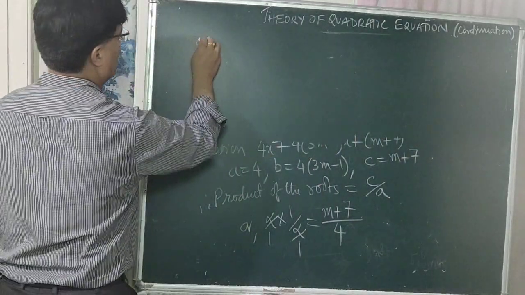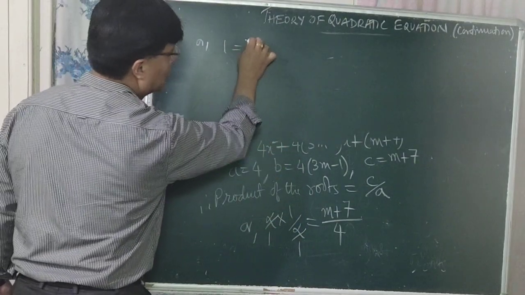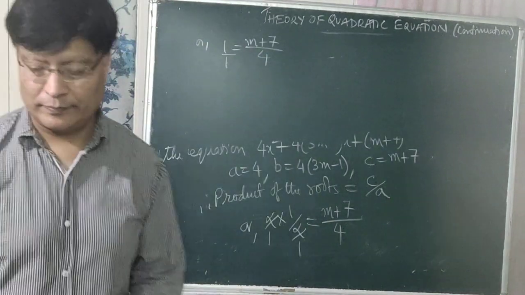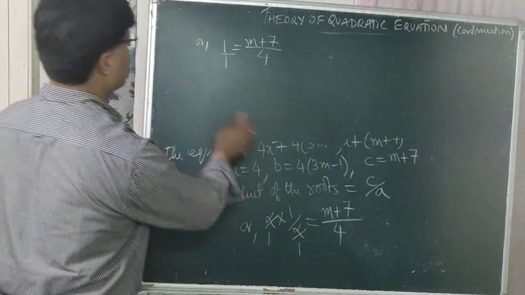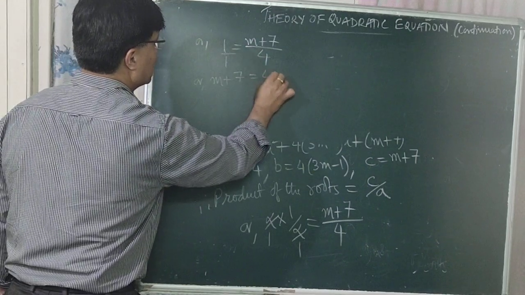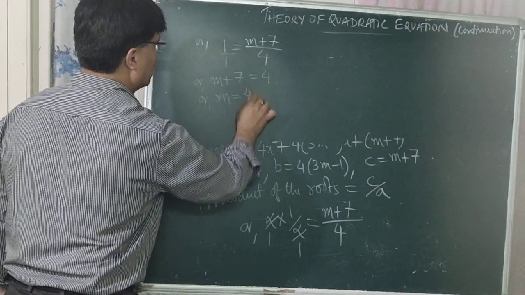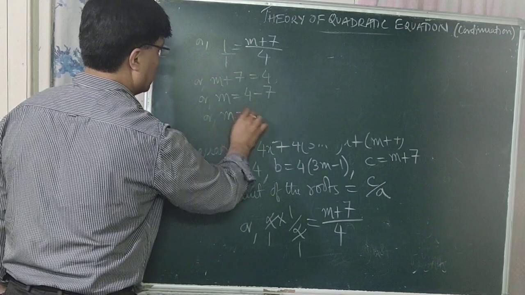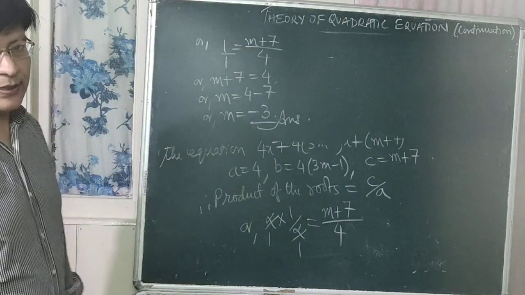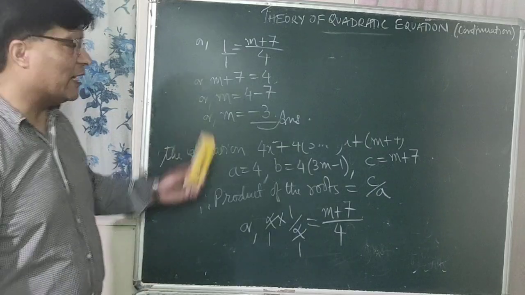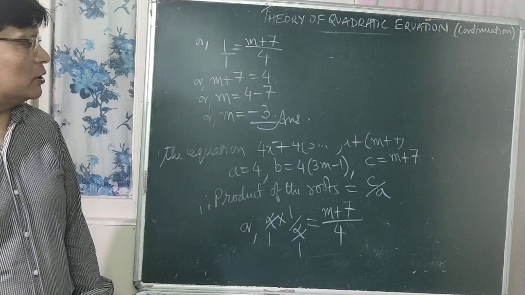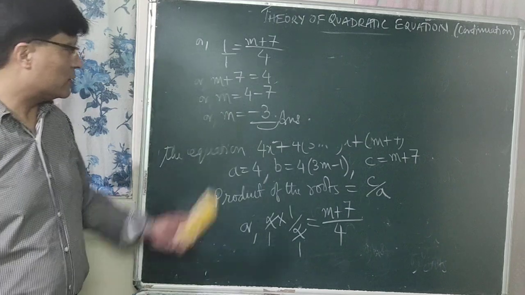So next one is, this is 1 into 1 is 1 is equal to m plus 7 divided by 4. So below 1 there is 1. So cross multiply, 1 into m plus 7 is m plus 7 is equal to 4. Or m is equal to 4 minus 7. Or what is the value for m? m is equal to minus 3. So this is the answer. So for this value of m, that is m is equal to minus 3, the two roots of the given quadratic equation are reciprocal to each other. Right? So this is the answer.